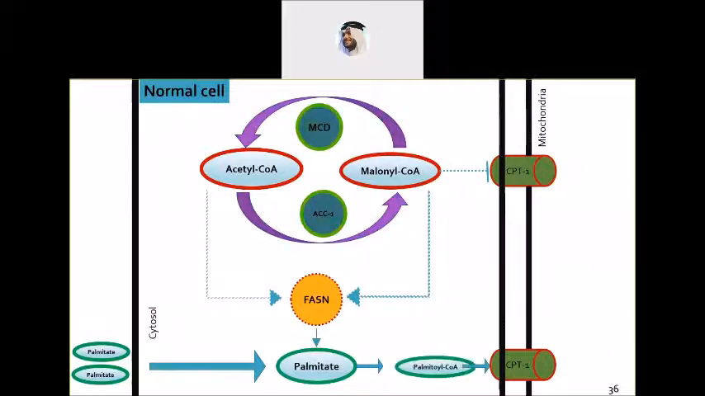So let's imagine the situation in the normal cells. As you can see here, in the normal cells, we have a normal expression level of MCD, malonyl-CoA decarboxylase, and ACC1. Accordingly, we have a stable level of malonyl-CoA and acetyl-CoA, but we have very minimal expression of fatty acid synthase, because most of the fatty acids, palmitate, come from the dietary supply and can pass easily from the cytosol into the mitochondria through CPT1.